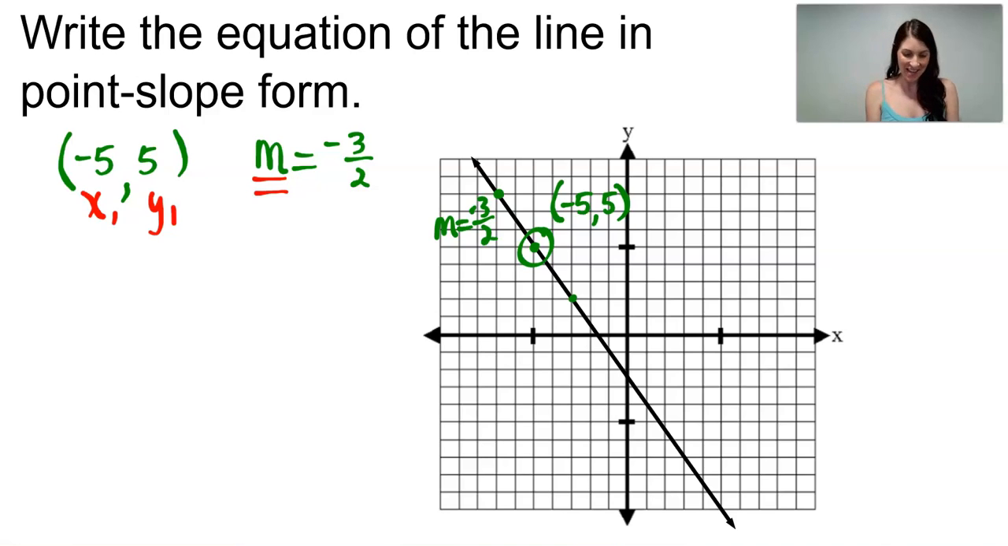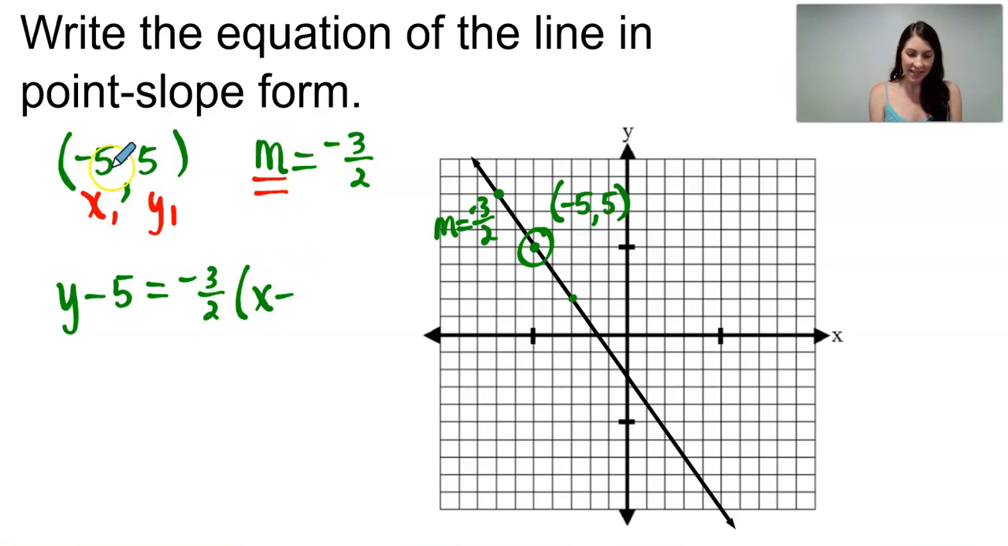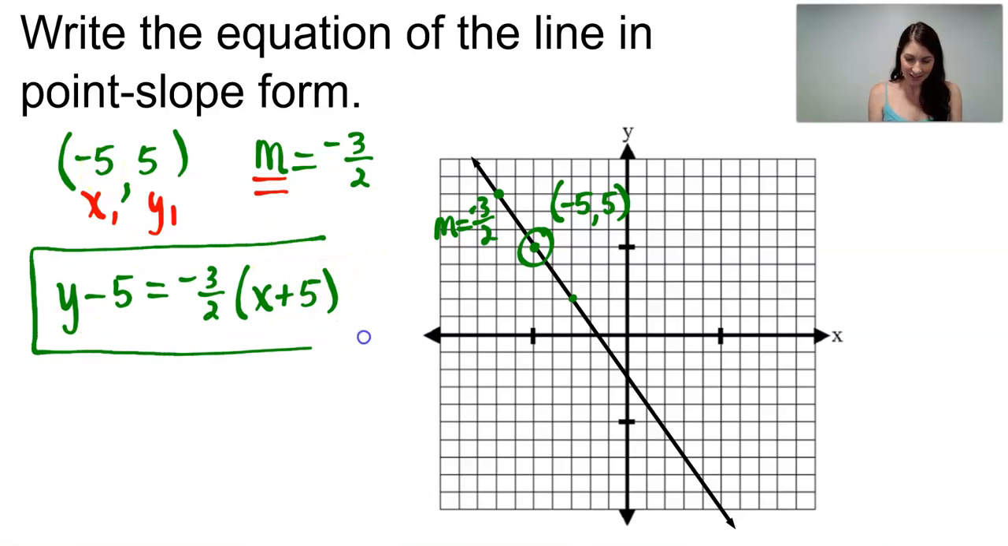All right, here I go. y minus y1 equals m times x minus x1. Once again, don't forget double negative, change that to positive. And here is the equation of this line in point-slope form.